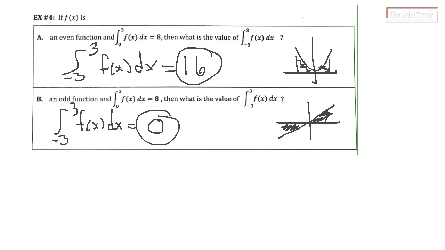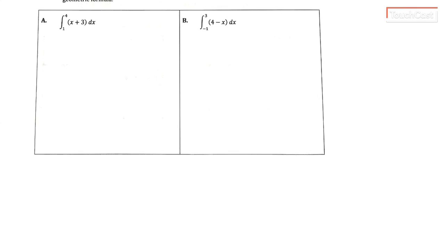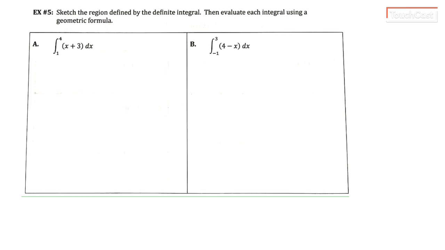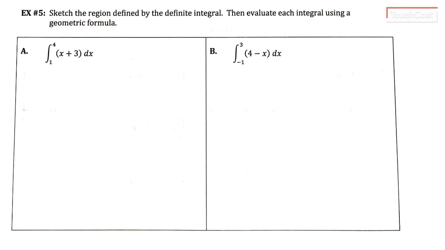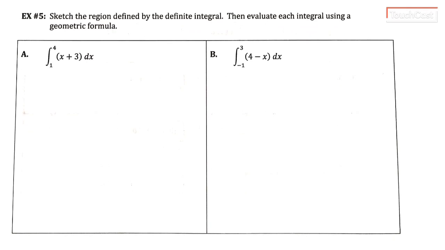So now let's check out example 5, which starts by saying, let's sketch the region defined by the definite integral and then evaluate the integral using a geometric formula, finding the formula for whatever area is represented. So we have the integral from 1 to 4 of x plus 3 with respect to x. So if we were to graph that, just create a rough graph.